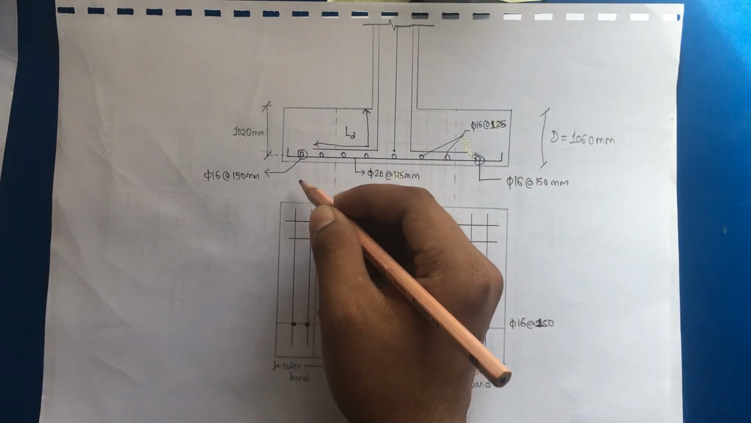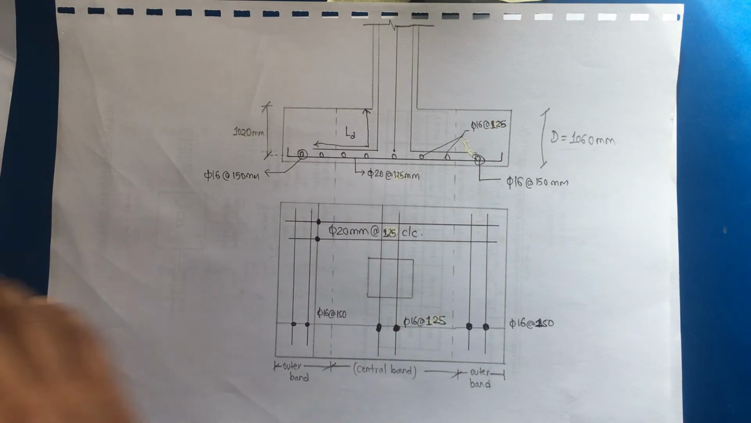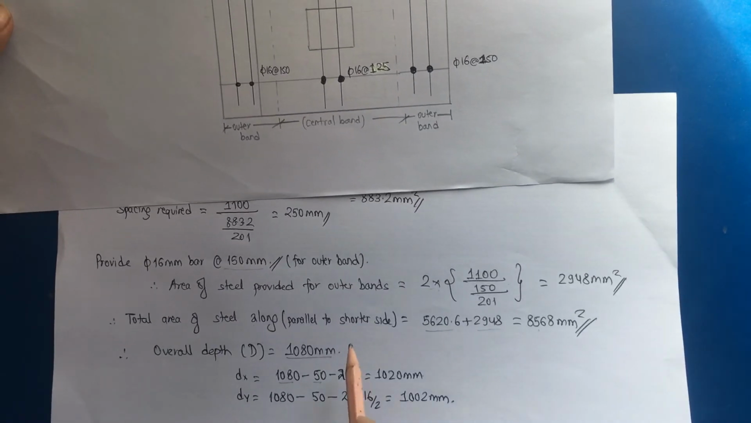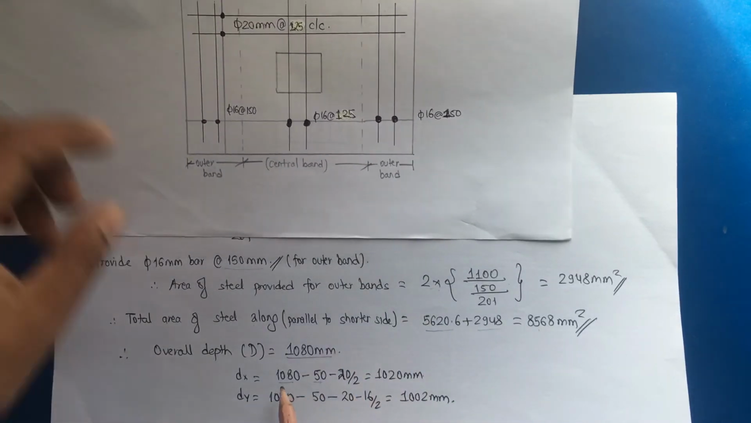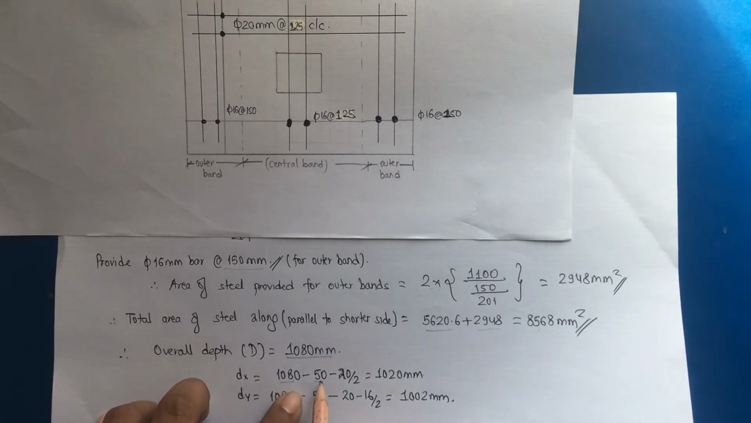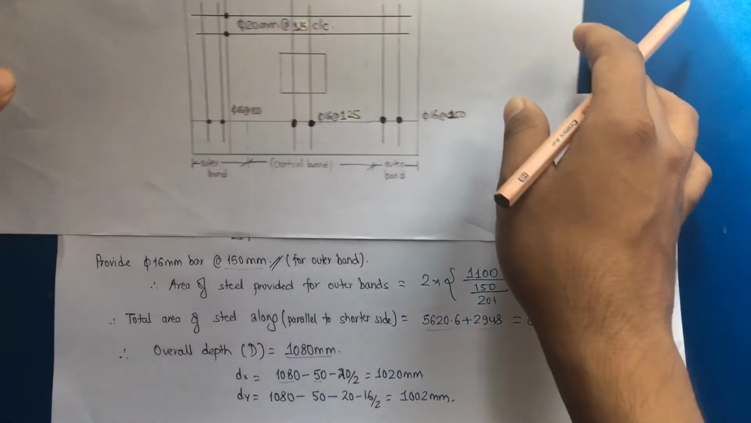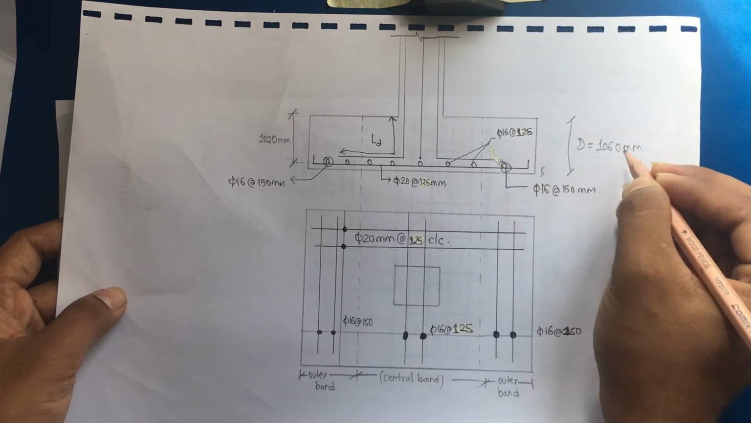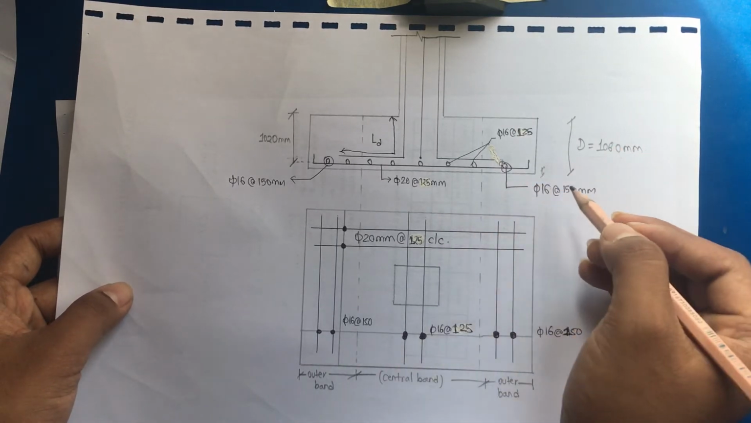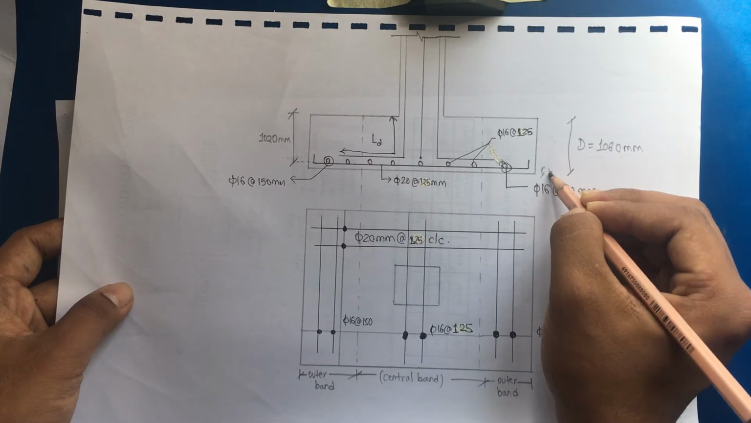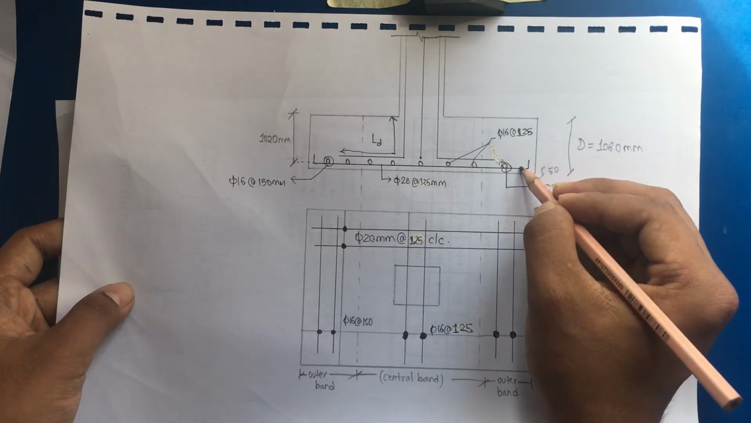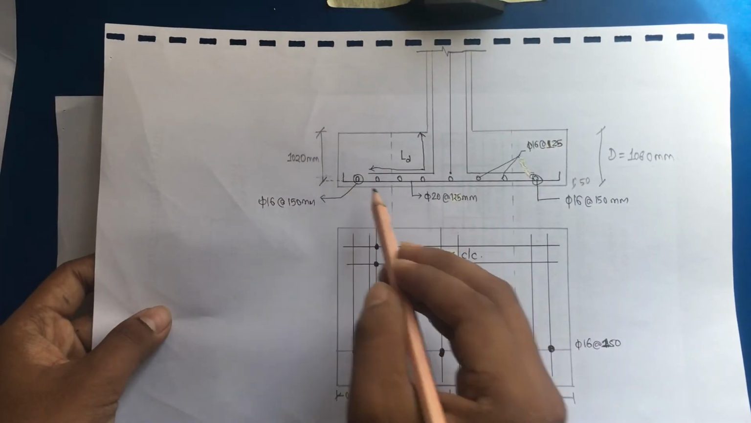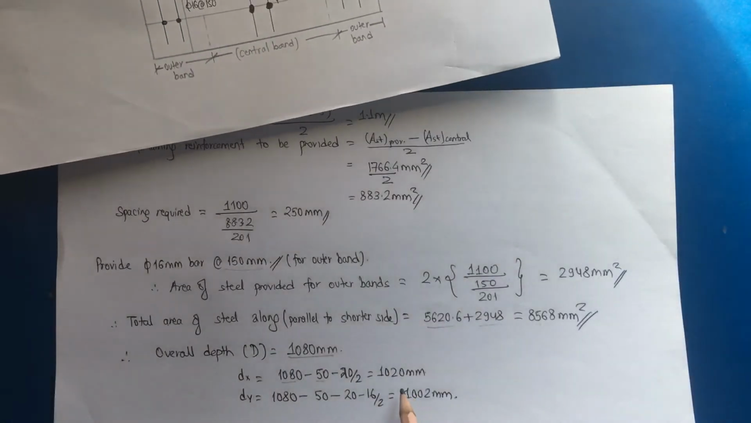And effective depth, so here you can see D is 1080 mm, and if we subtract dx, 1080 minus 50 as the clear cover minus dx, so here you can see dx, we are subtracting 1080, so we get this as 50 clear cover minus half of this bar, so this is nothing but 20 by 2, because the bar along the longer direction is 20 mm, so we get 1020 mm.